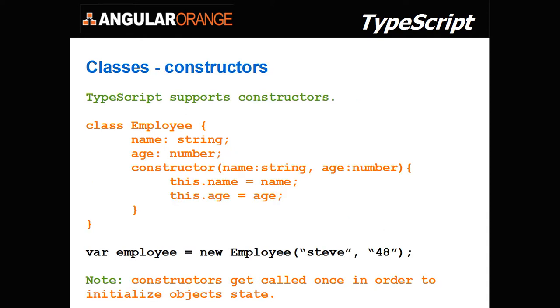Okay, there's constructors. So you can have an Employee object and you could define a constructor. So you could do a new on Employee and pass values to the constructor. Now notice the values, there's going to be type checking, so there could be an issue with this particular call. But constructors get called once in order to initialize object state.